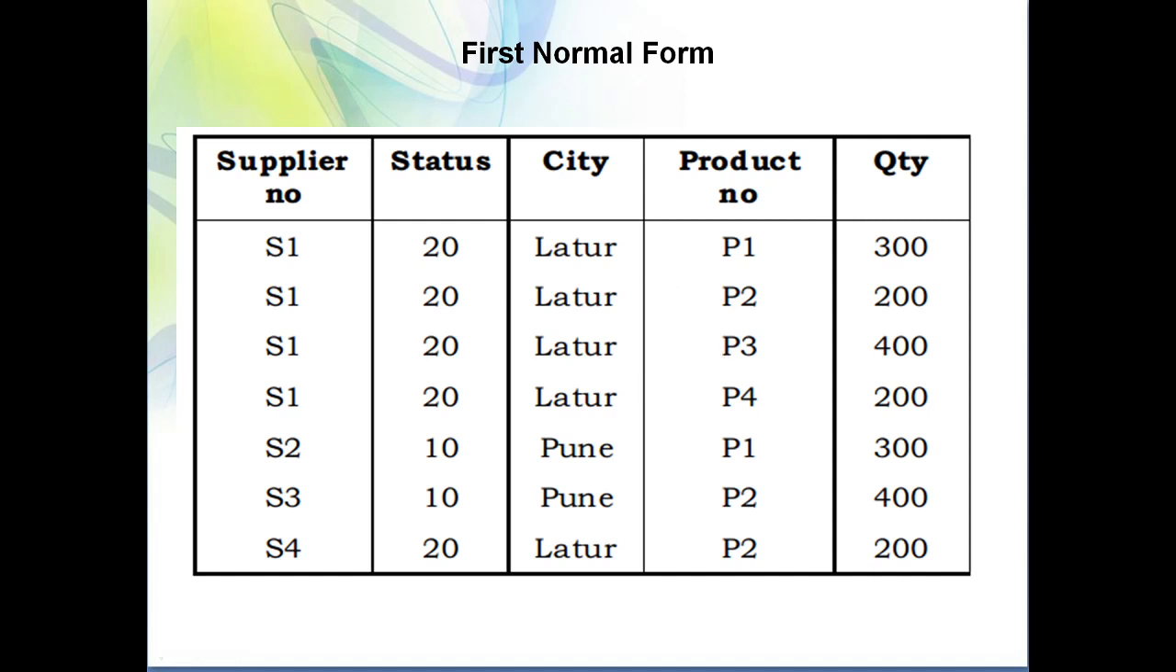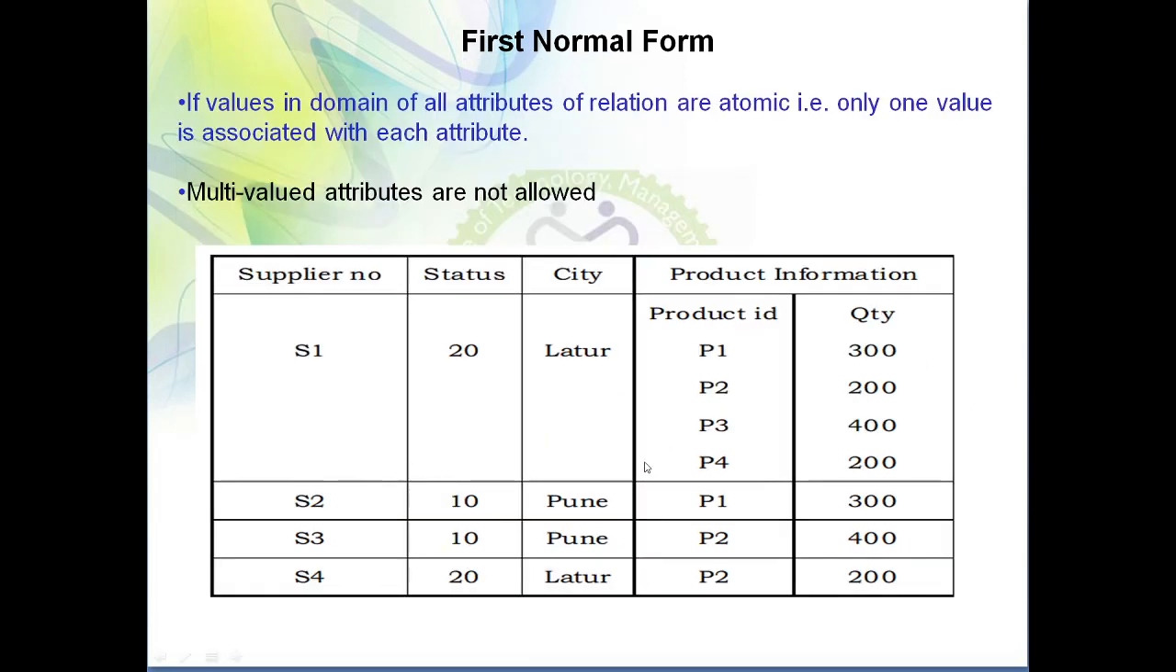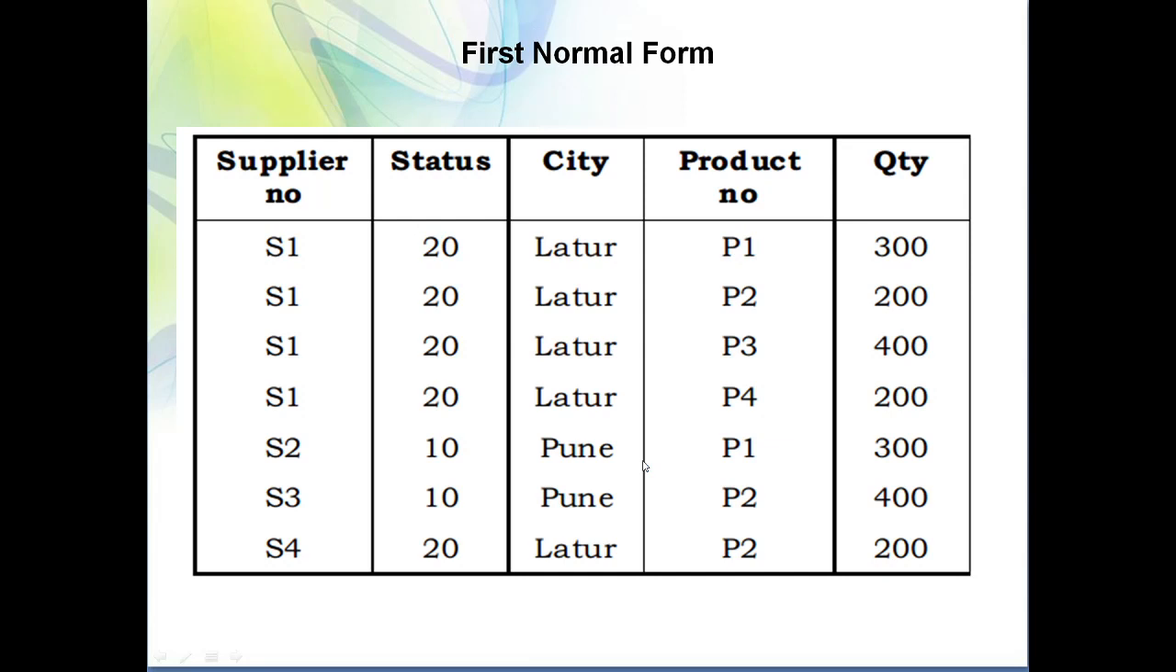If you see here, the domain of each attribute is atomic in nature. If you take the intersection of row and column, you are getting only a single value. So this is the condition of first normal form. So this table was not in first normal form, and after decomposition we brought this table into first normal form.